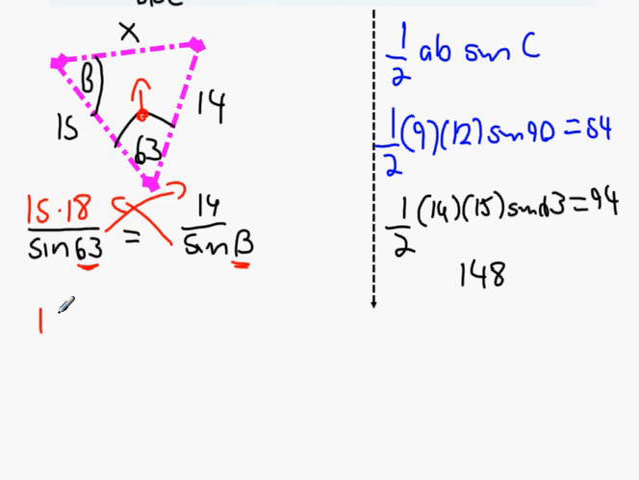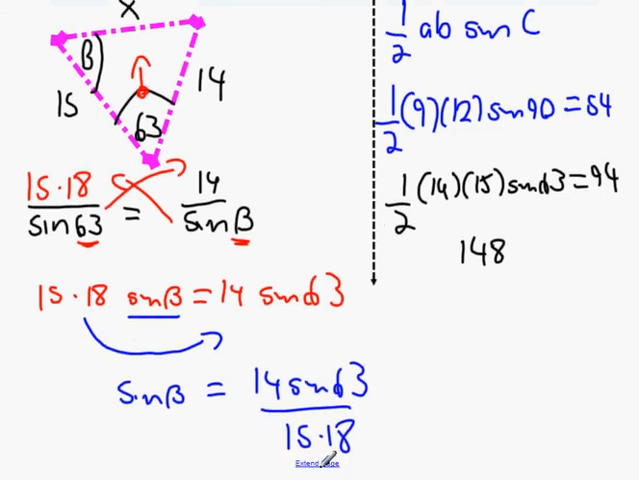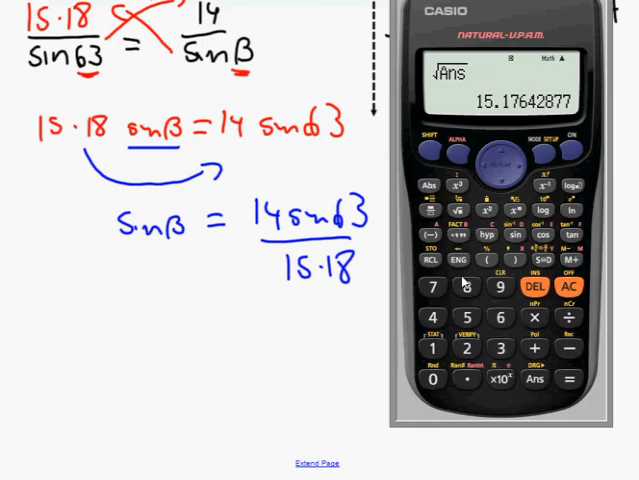So you're going to get 15.18 sine B equals 14 sine 63. What's step number 2? We need sine B on its own. What's preventing sine B being on its own? Where does the 15.18 go? Underneath, on the other side. Now, what can we do next? Calculator.